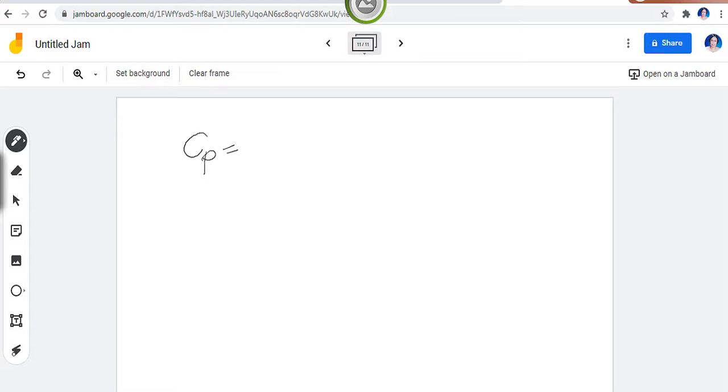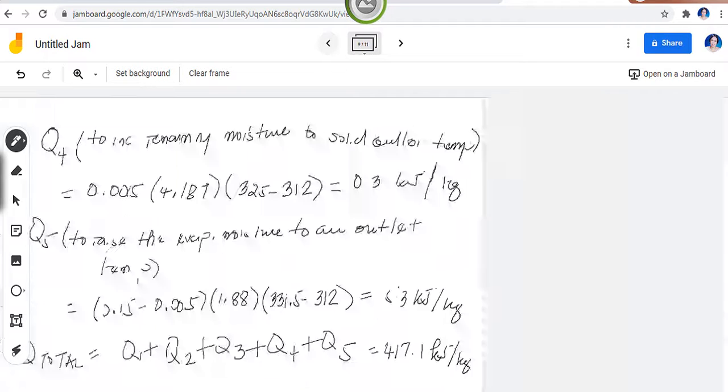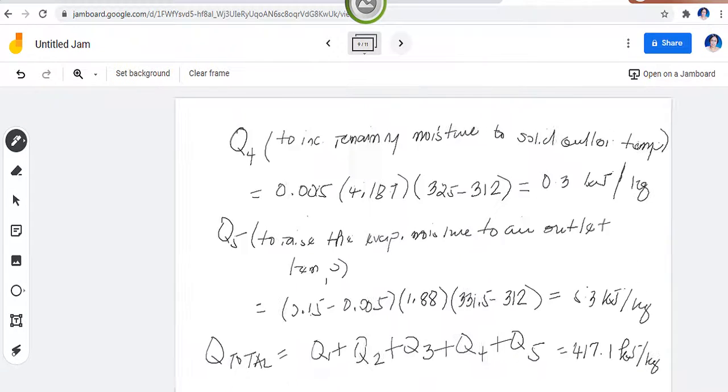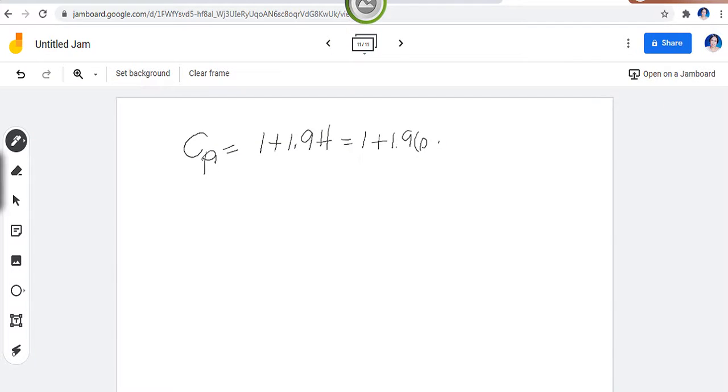Now, the formula, class, for the specific heat, but specifically in drying problems, we refer to that as the humid heat of the air-water vapor mixture. It's a standard formula that we use: 1 plus 1.9 times the humidity. So if we substitute the humidity, this is 1.9 times, what's our humidity? Our humidity is 0.01. You will have an answer here of 1.03 kilojoule per kilogram Kelvin.